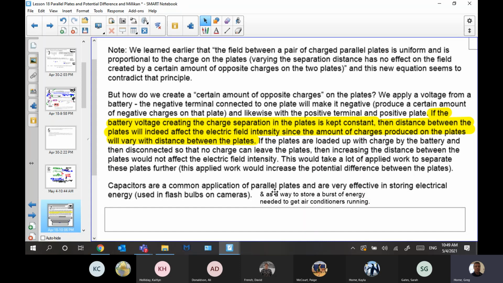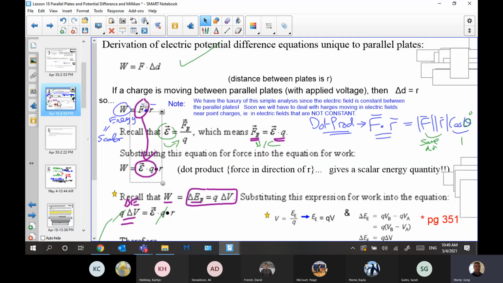Okay. So capacitors are common. Parallel plates, they store energy. Little capacitors, they're really just usually a coil of a flat metal sheet with a space between them. So basically you've got a parallel plate that just conveniently is rolled up so that it fits inside of a little cylinder.